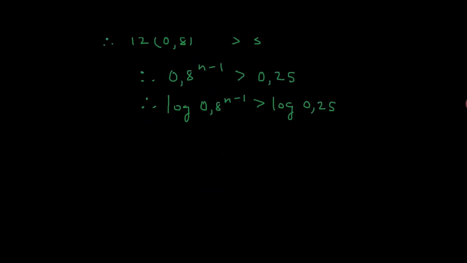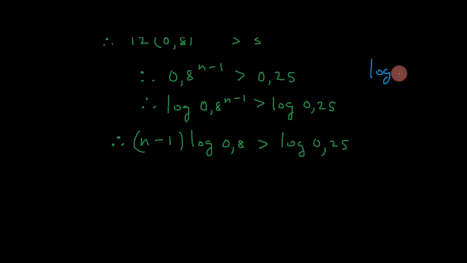Now we can use the log rules and write n minus 1 in front of the log. So n minus 1 times the log of 0.8 is greater than the log of 0.25. Over here, of course, we're using this log rule that says the log of a to the m is m times the log of a. We can now divide the log of 0.8 into the right-hand side.